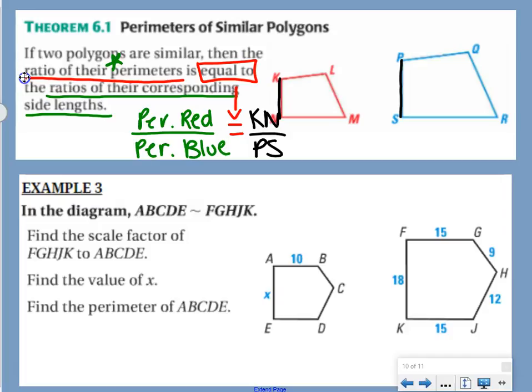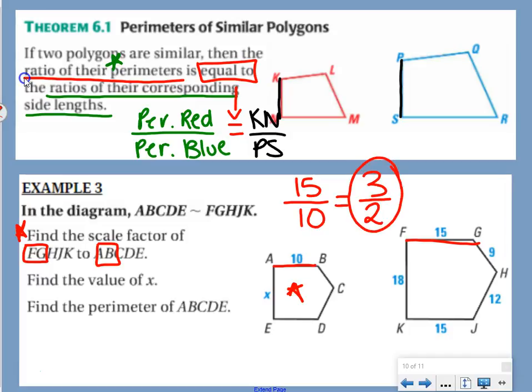So in example 3, we're going to use this theorem. In the diagram, ABCDE is similar to FGHJK. So we're given two similar figures, ABCDE and FGHJK. First thing we want to do is find the scale factor of FGHJK to ABCDE. So we want to know what's the scale factor. Pick two sides. Well, let's start with our smaller figure here. We only have two side lengths, x and 10, so we need to use 10, which is AB. So the corresponding piece to AB would be FG. So we're looking at FG. 15 over 10 would be the scale factor, which we can reduce to 3 over 2. That would be our scale factor.